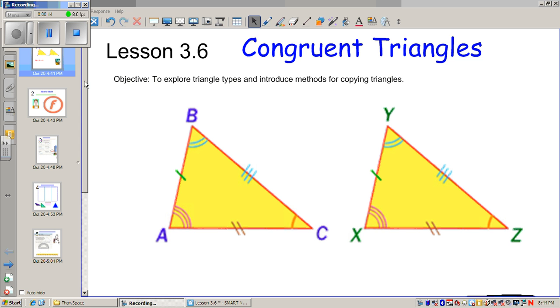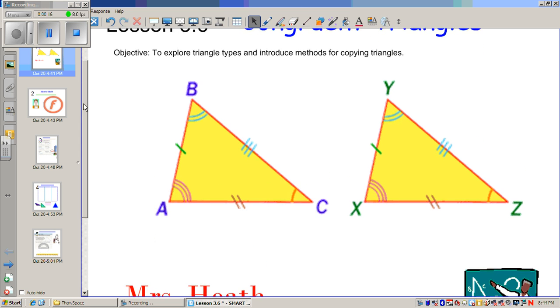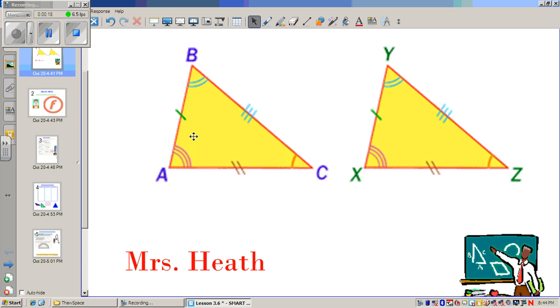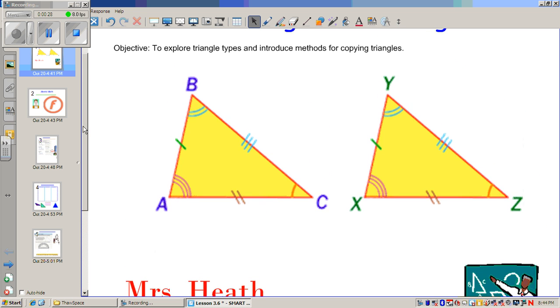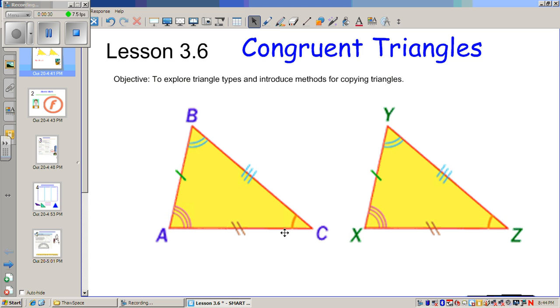I want you to take a look at the triangles on this page, and you'll notice some little lines on each of the triangles. You see a line, a 1 hash mark, 2, 3. Same thing over here. The hash marks are going to be important in a little bit, but I just want you to see these two triangles and what you notice about them. As we go, we'll figure out what the word congruent means, and how we know if the sides are equal or not equal.